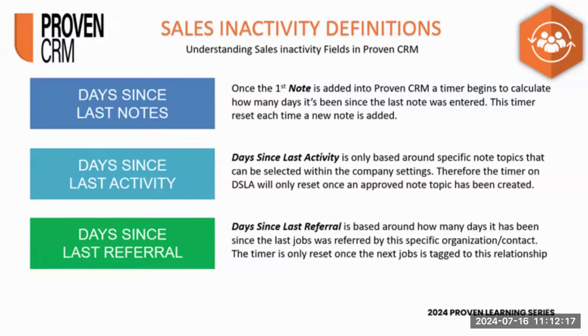The days since last activity field is tied to specific note topics that can be configured within the company settings. Consequently, the timer for DSLA resets only when an approved note topic is created. The days since last referral tracks the duration since the last job was referred by a specific organization or contact. The timer resets only when the next job is tagged to this relationship.